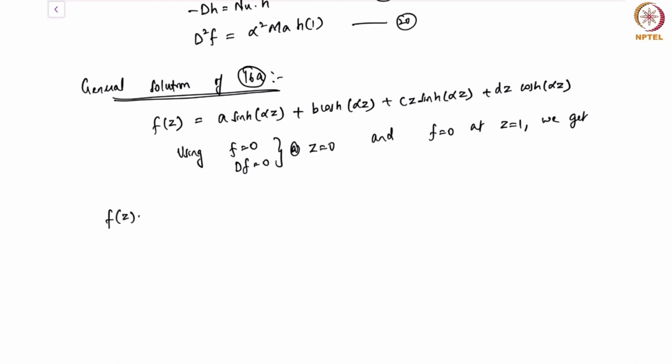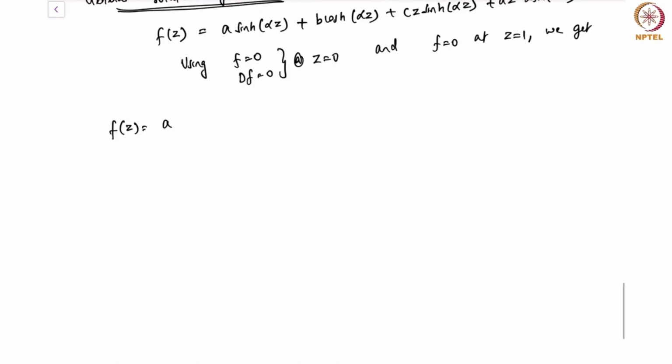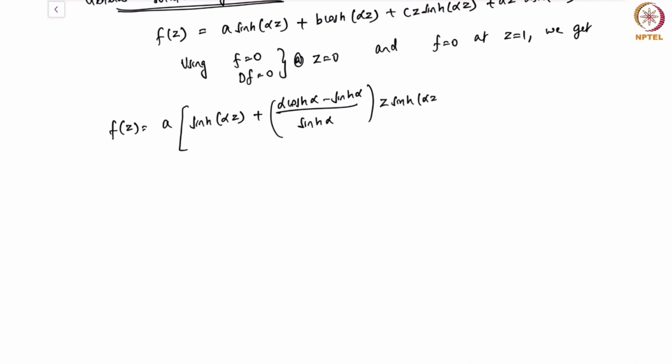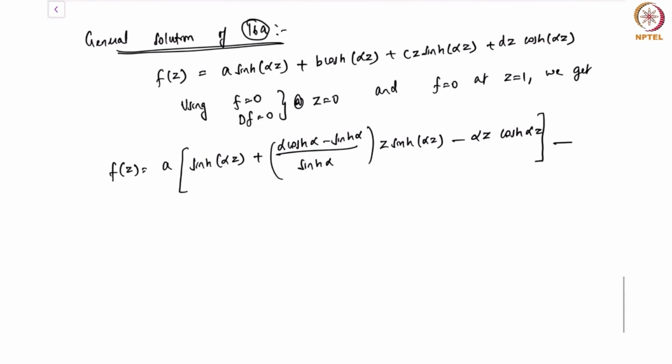Therefore what we get is f of z, a slightly cumbersome expression: sinh of alpha z plus alpha cosh of alpha minus sinh of alpha, divided by sinh of alpha, multiplied by z sinh of alpha z minus alpha z cosh of alpha z. So we'll call this equation 21.